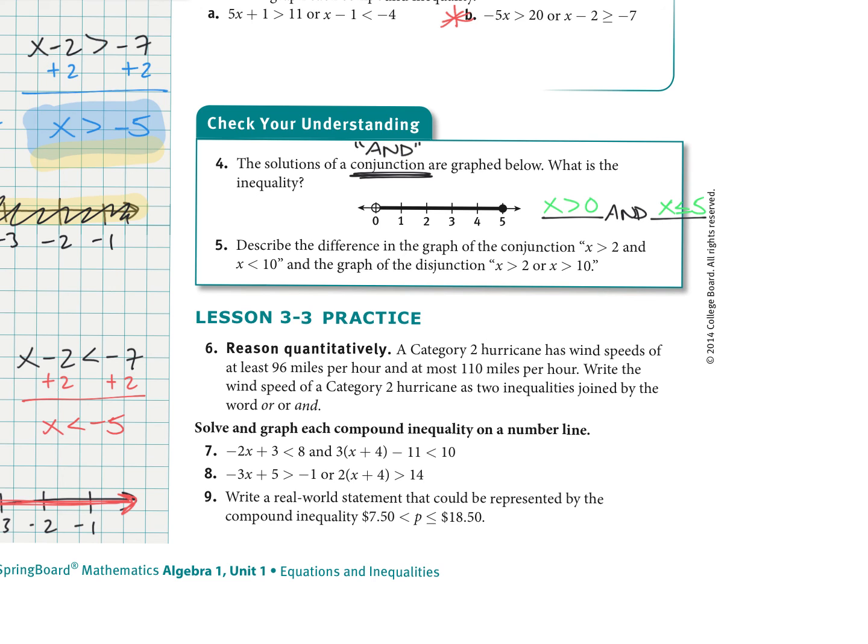All right, so there you go. We got some compound inequalities on our way, and don't worry, we will be practicing them in class tomorrow.